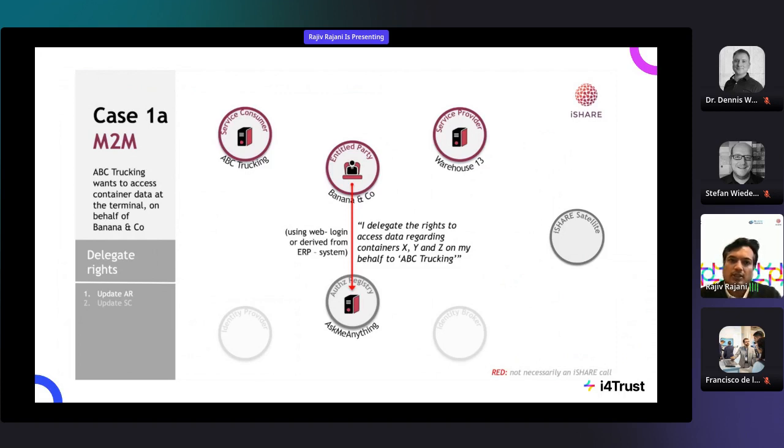So as you can see, when more and more parties are involved in this chain, because this is a simplified version of this logistics chain, it is very much complex to fetch the up-to-date information in real time. However, now we'll see with this example how Banana and Company can give rights to ABC Trucking, so that ABC Trucking can directly go to the warehouse and get all the information that it needs.